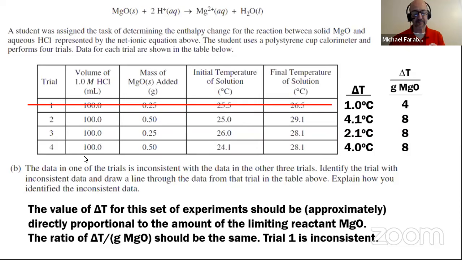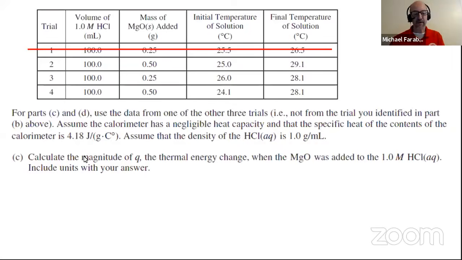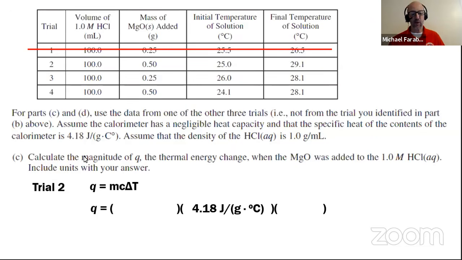Our next task, in part C, is to calculate the magnitude of Q. So we're going to use trial 2, although we could also use trial 3 or 4. I just picked trial 2 because it was the next one in the table. And we're going to do Q equals M C delta T. Now the C is the specific heat of the contents of the calorimeter, which is given to us as 4.18 joules per gram degree Celsius.